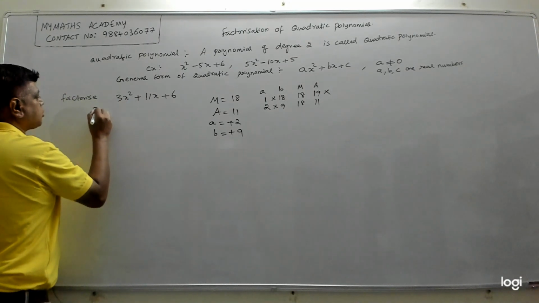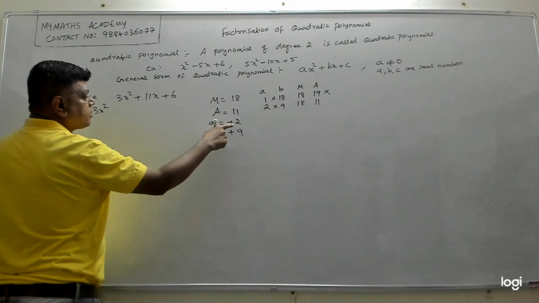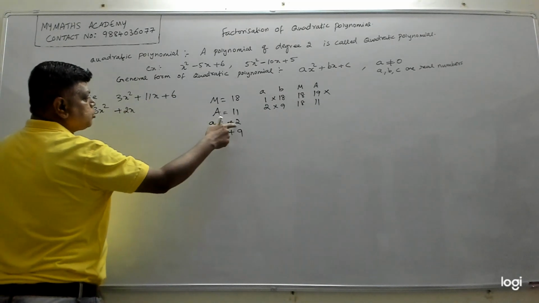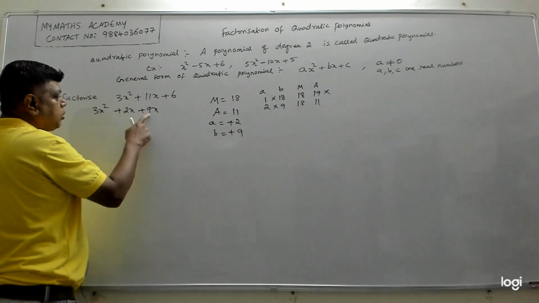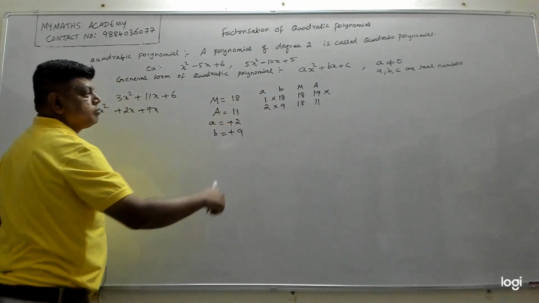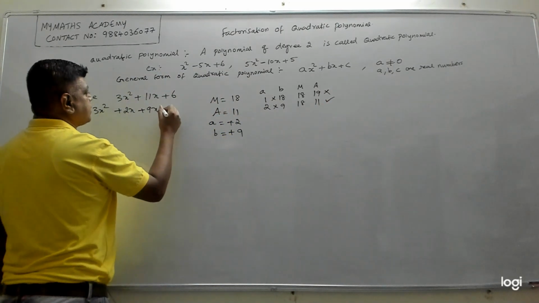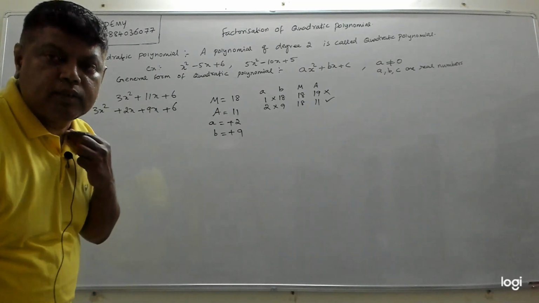So now we will write this. This one is 3x square. We write this term as it is. Then 11x, we'll write it as plus 2x plus 9x. To find this plus 2 and plus 9 only, we have done all this working. Then this plus 6 I will write as it is.